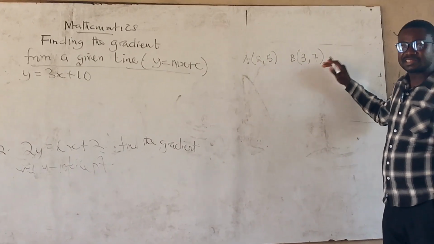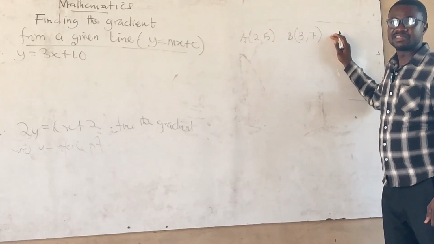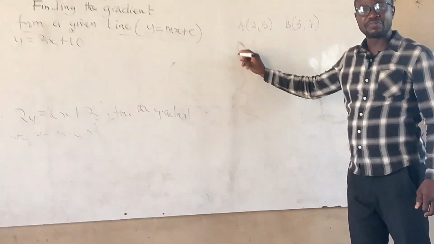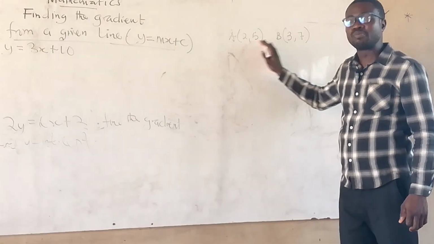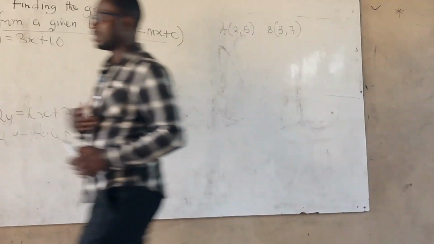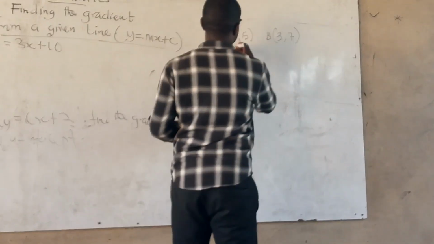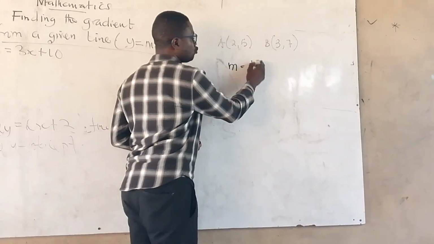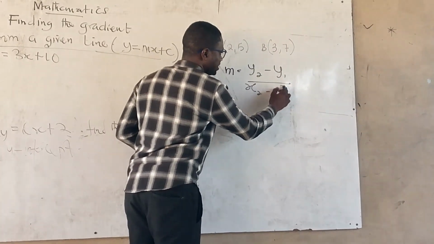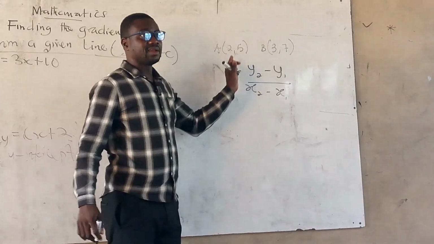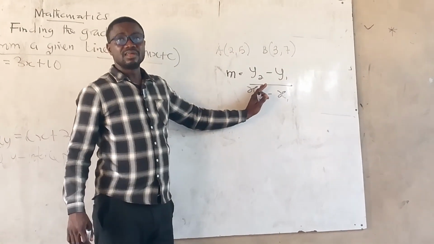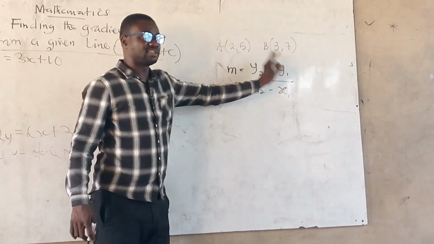We have this particular point. Let's revise the formula for finding the gradient when 2 points are given: m is equal to y2 minus y1 over x2 minus x1. When 2 points are given and they ask you to find the gradient, you have to use this formula.